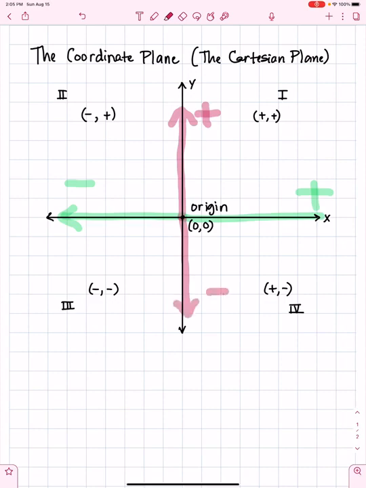And in another video, we are going to talk about ordered pairs and how we write them and how we locate them.